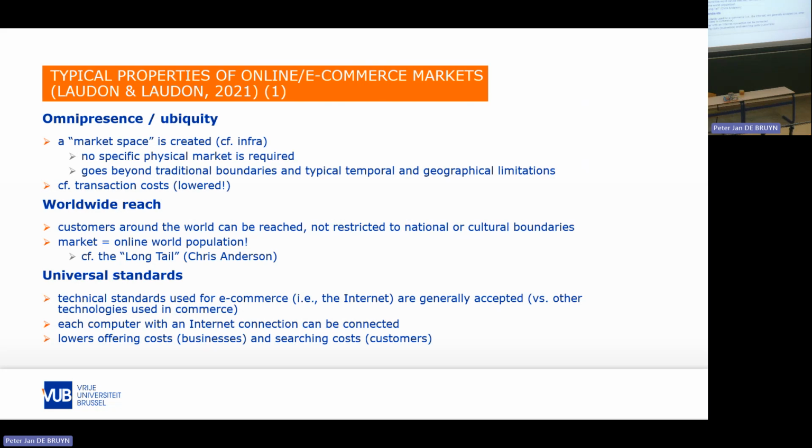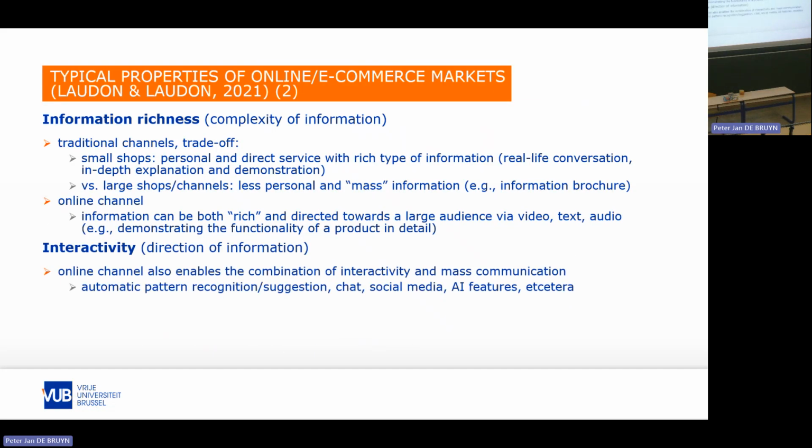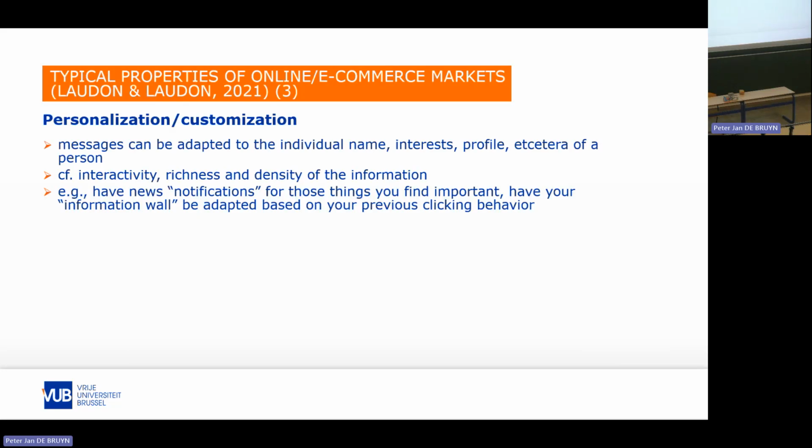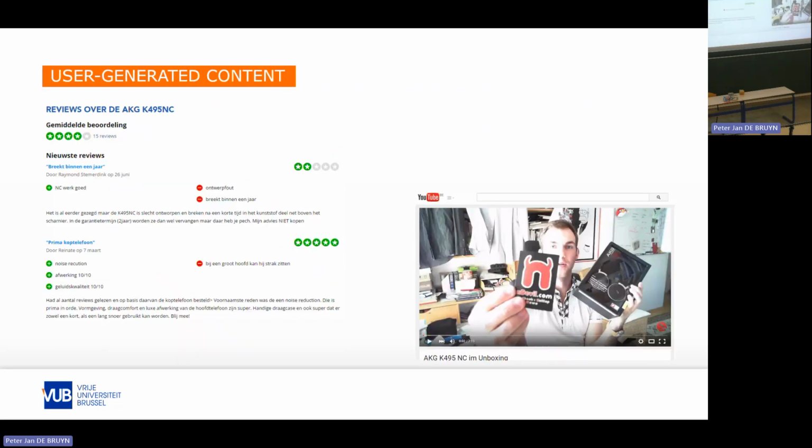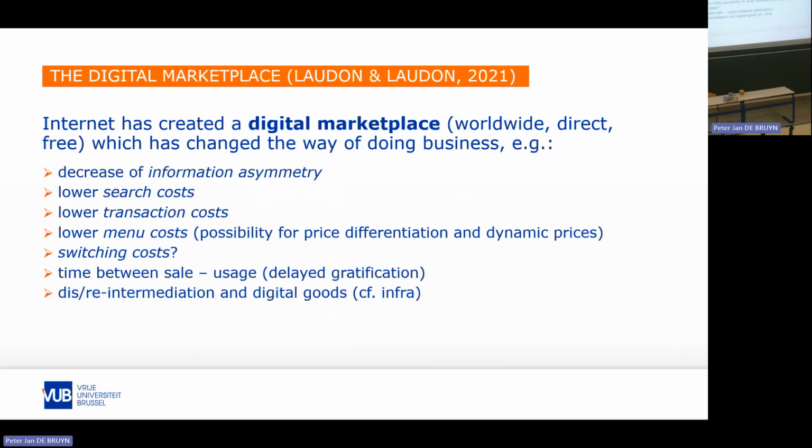Okay, so now the information richness, interactivity, and information density. And to conclude, personalization and user-generated content. Based on all those properties, we can actually say that nowadays we have what's called a digital marketplace. With all those characteristics, we create a marketplace that's different from the traditional physical marketplace. And in terms of properties of that market, some important conclusions can be drawn.